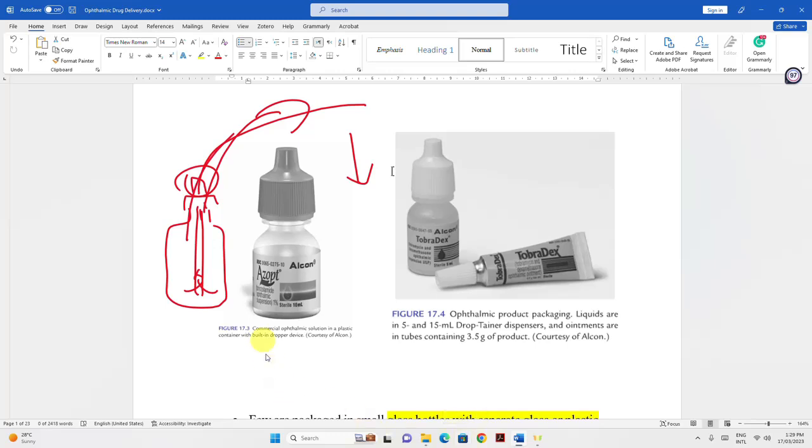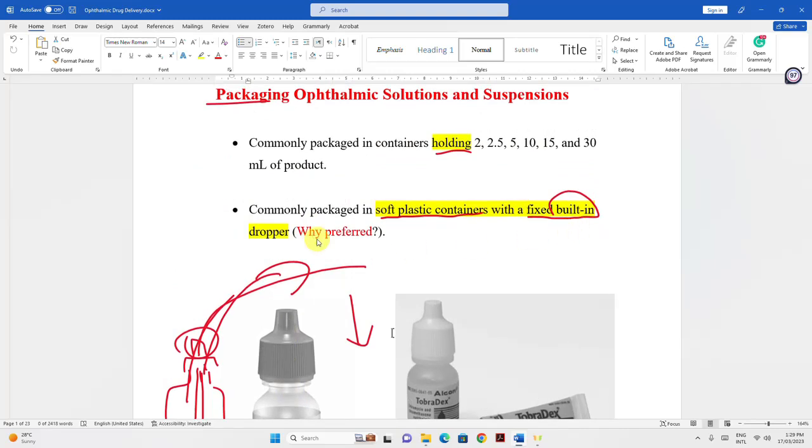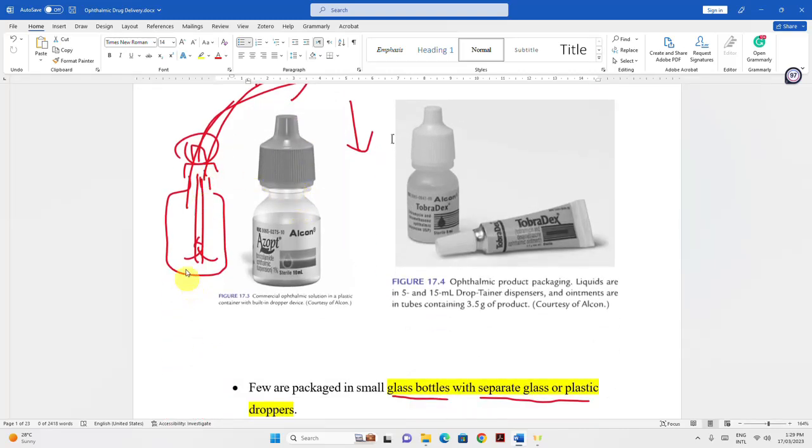Of course, this is not the preferred one. The preferred one is the one with built-in dropper, because this will reduce the likelihood of contamination, okay, contaminating the inner of the container.